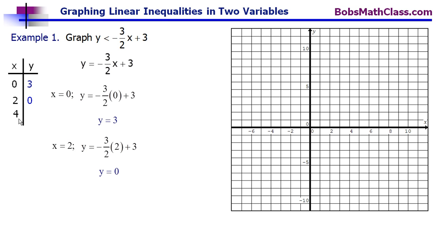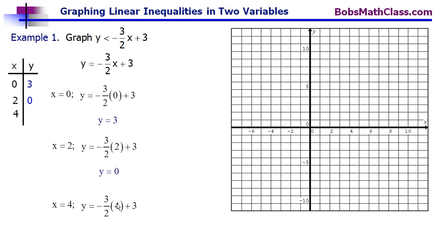One more, we'll pick 4. You should always pick at least 3 numbers. That way, if your points line up, you know you've done it correctly. If they do not line up, then you've made a mistake. And if you make a mistake, then you just want to fix it. Find where you calculated incorrectly. So replace x with 4.